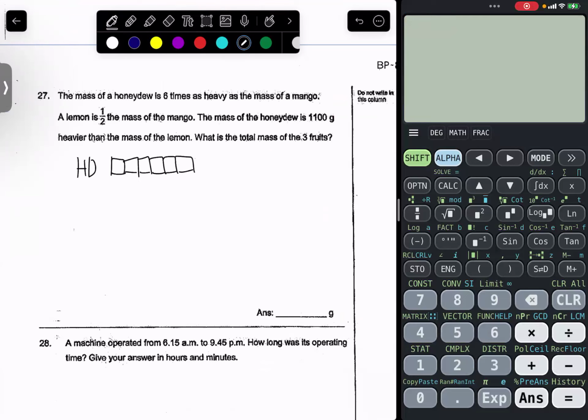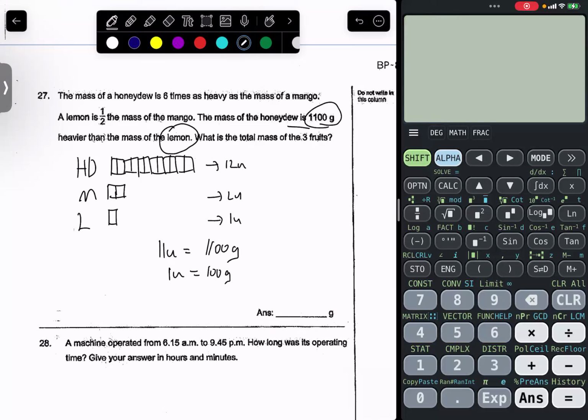If you don't want, you can use ratio as well. Mango is 1 unit. Lemon is half a unit. So that doubles everything, right? So this one will be like this. That means this is 12U, 2U, 1U. Honeydew is 1,100 more than lemon, which means 11U equals 1,100 gram. 1U is 100 gram. Total of the 3 fruits is 15 units. So that is 1,500 gram.